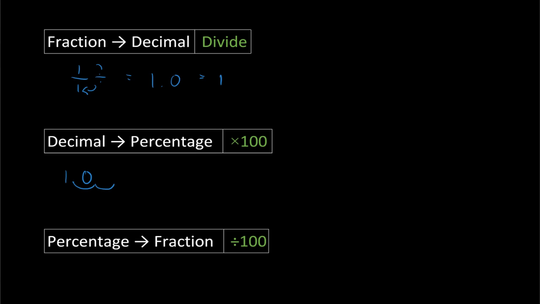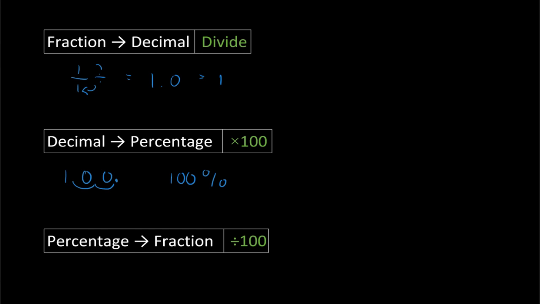Now we have to fill in the gap we created there with a 0. All right, so our new decimal point would be on the end here, but in this case we're not going to write it because we're going to a percentage. So we're going to write 100 and put our percentage sign on the end, and that's it.